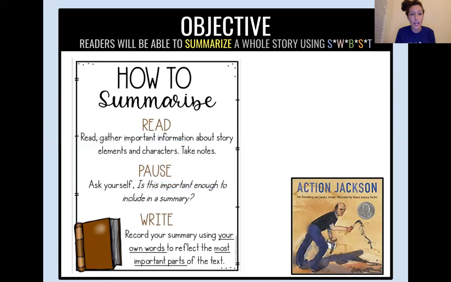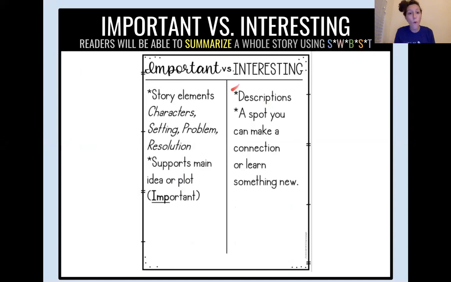Anytime that you read a story, in order to summarize, you want to find the most important events. But you only want to talk about the ones that are important. It's good to find things that are interesting, but this is not what we are going to use to summarize. So when you find what's important, you're looking for your story elements. Those are things like the characters, the setting, the conflict, or the resolution. Any detail that tells you about the characters, setting, conflict, or resolution is going to be important, and you want to use that to summarize.